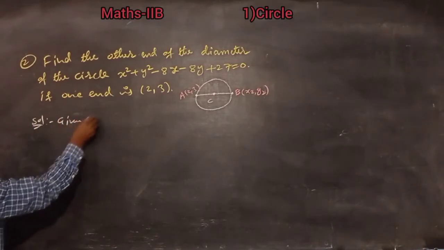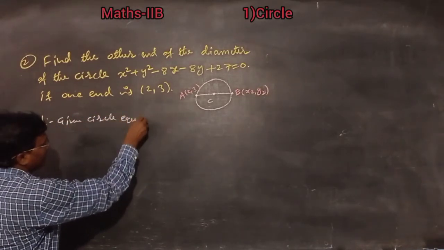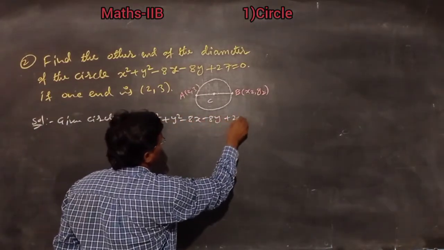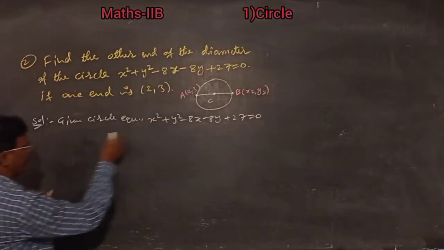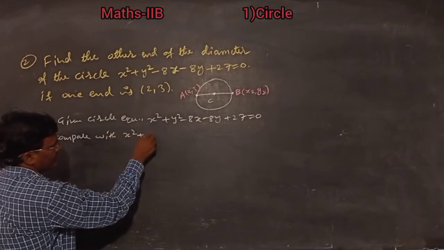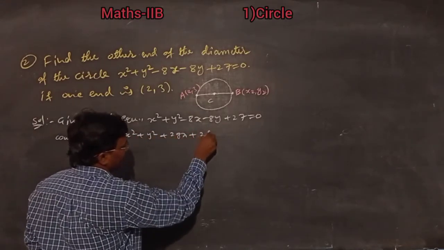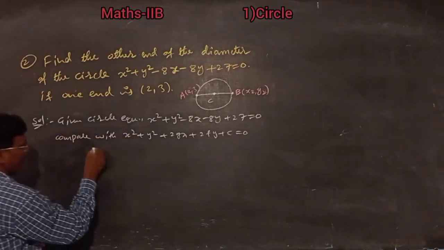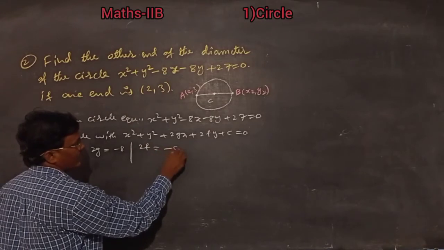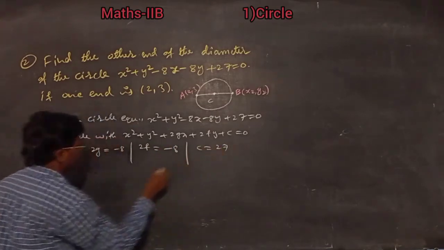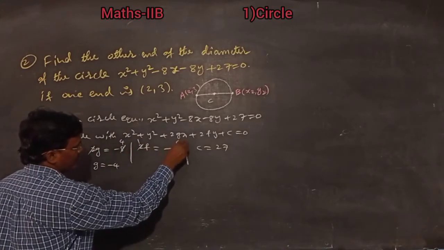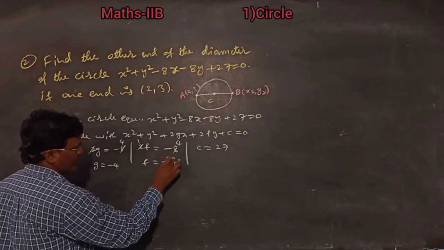So given circle equation, what is that here? x square plus y square minus 8x minus 8y plus 27 is equal to 0. So compare with x square plus y square plus 2gx plus 2fy plus c is equal to 0. So we get here 2g is equal to minus 8, 2f is equal to minus 8, and c is equal to 27. So g is equal to minus 4, since 2 fours are 8. So f is also minus 4.